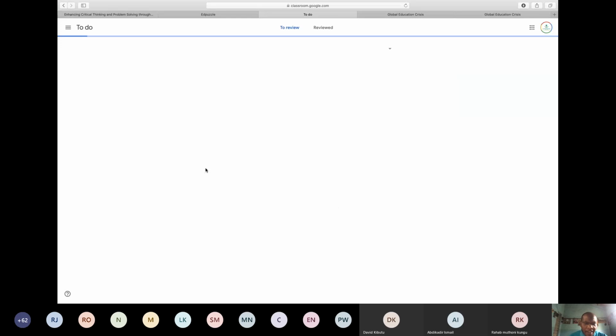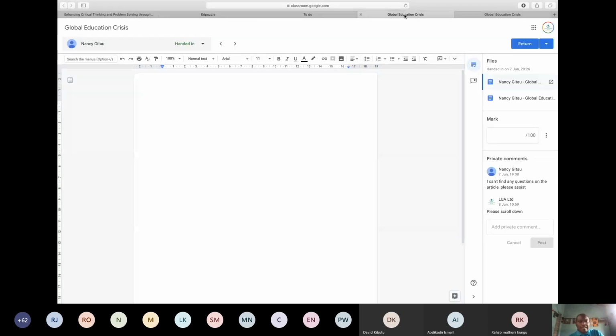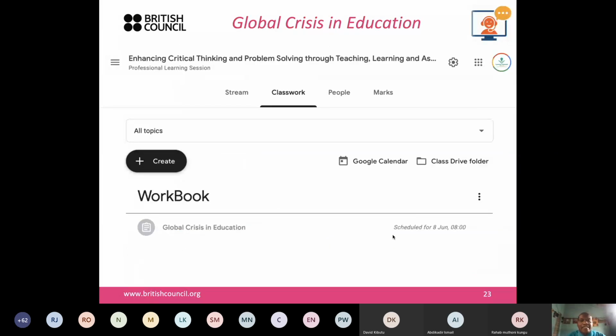If you view all, you will see all upcoming assignments showing. So these are all upcoming assignments. You can see 8 people have handed in this one, one person has handed in this one, and nobody has handed in this one. So as you look at the assignments, you'll be able to see in the classroom who has handed in an assignment and who has not. So that is what I wanted to demonstrate in terms of this global crisis.